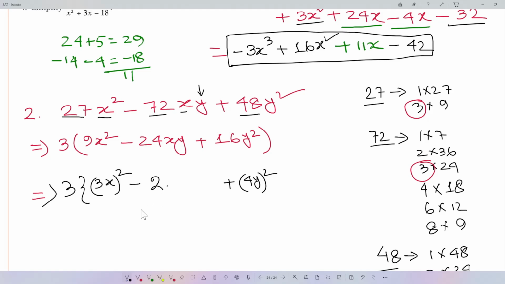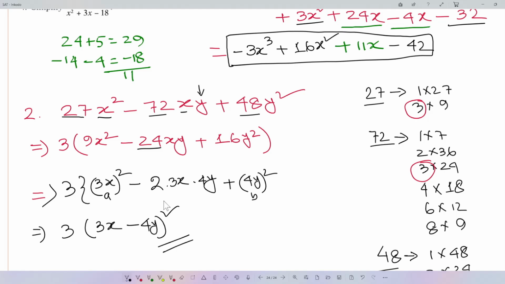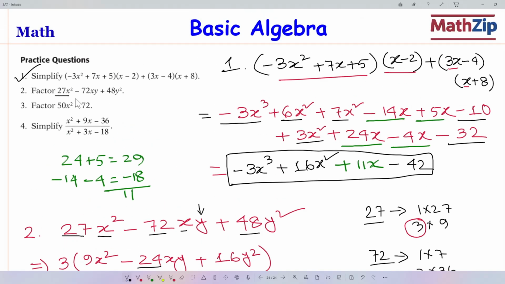Now look, if we consider 3x as a and 4y as b, then minus 2ab. A means 3x, b means 4y, right? So 4 times 3 is 12, 12 times 2 is 24xy. So this one we can write 3(3x minus 4y) whole square, and this is our factors of 27x² minus 72xy plus 48y². So number 2 done.